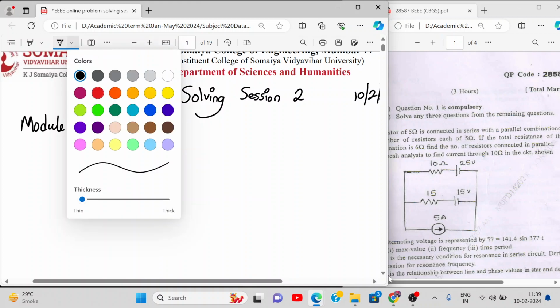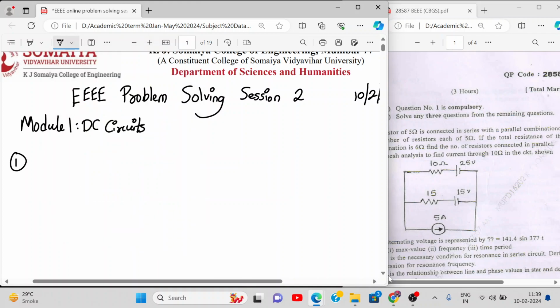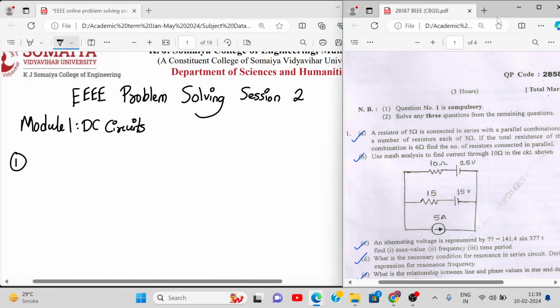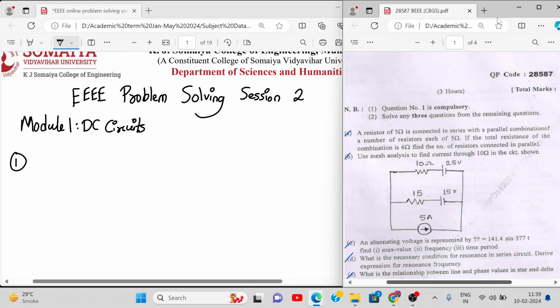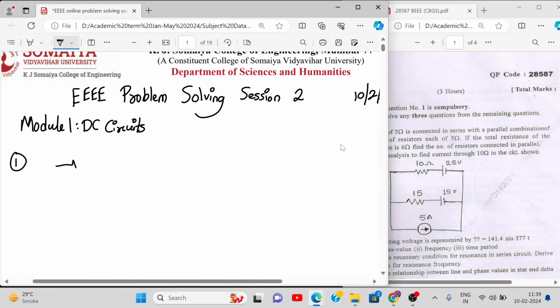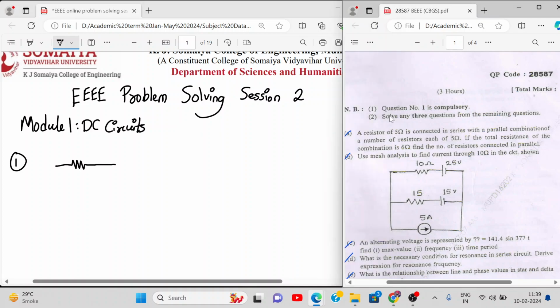Alright, so let's start with the first question. A resistor of 5 ohms is connected in series with a parallel combination of resistors each of 5 ohms. If the total combination is 6 ohms, find the number of resistors connected in parallel. So resistance of 5 ohms here is connected in series with a parallel combination of resistors each of 5 ohms.